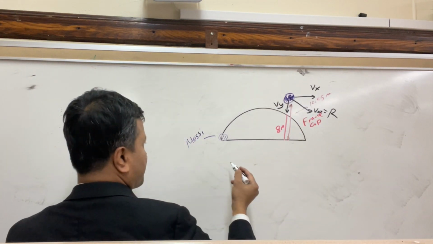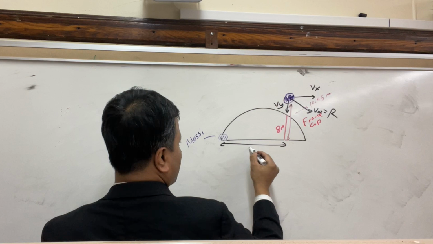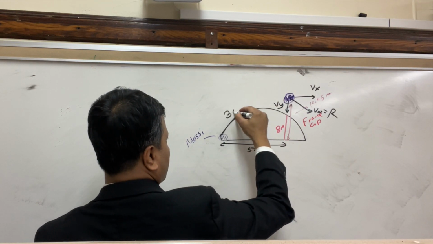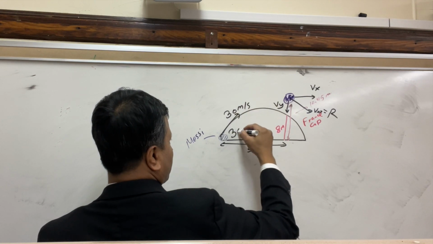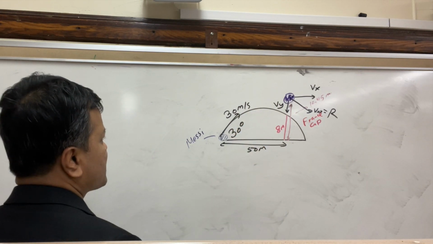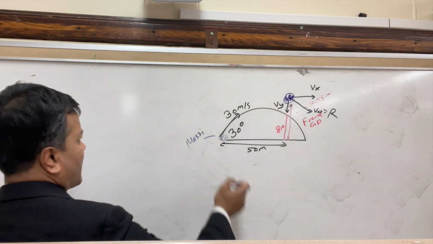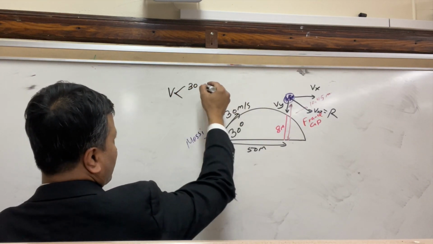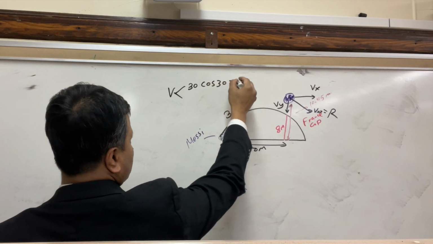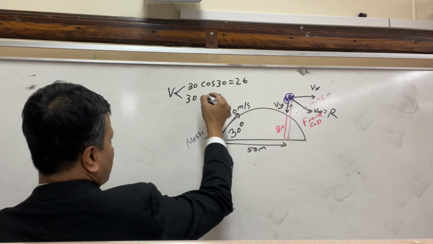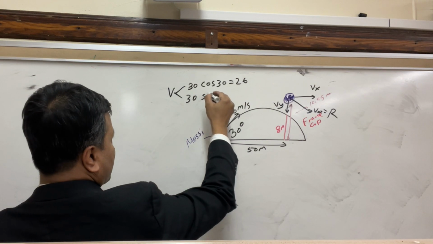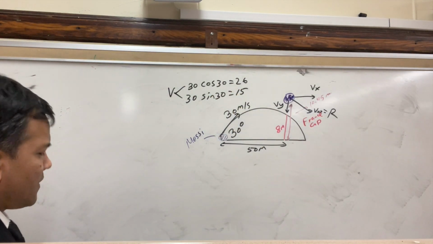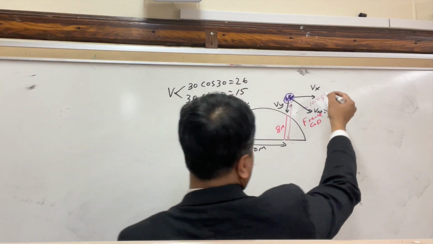Well, let's see. This distance is of course 50 meter. Messi shoots the ball 30 meter per second with a 30-degree angle. So I just want to quickly get the x and y. Velocity 30 meter per second, cosine 30, which is 26. 30 meter per second, sine 30, which is of course 15. I already know one component, and that is 26.